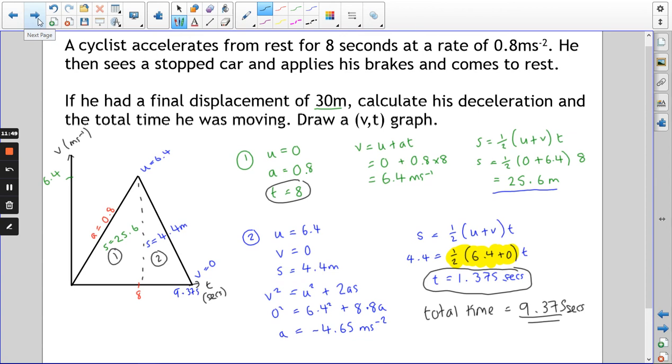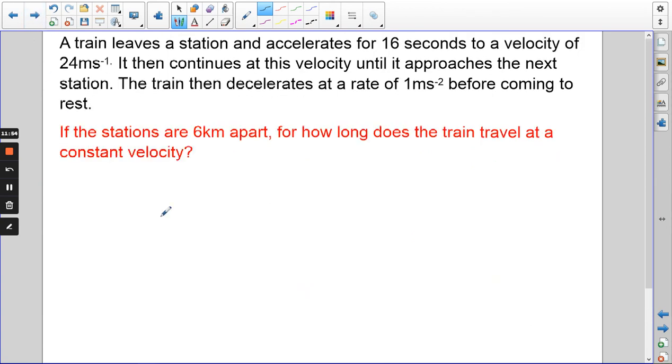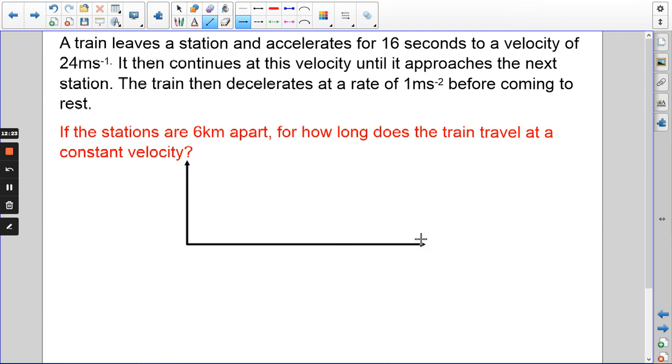Okay, my last example then, before you do a few on your own, is about a train. So it leaves the station, accelerates for 16 seconds to a maximum velocity of 24 meters per second. It then continues at this velocity until it approaches the next station. The train then decelerates at a rate of 1 meter per second squared before coming to rest. If the stations are 6 kilometers apart, for how long does the train travel at a constant velocity? So a little bit similar to the first question of today's video. Look, it's a 3-part question.